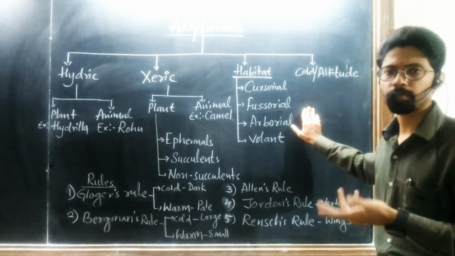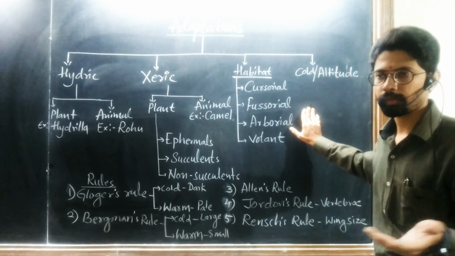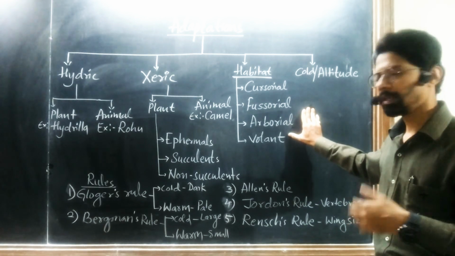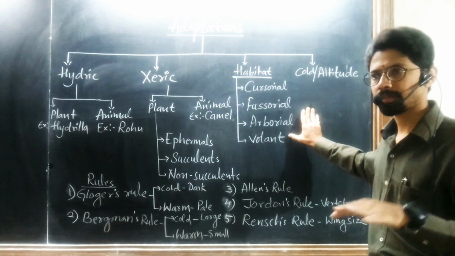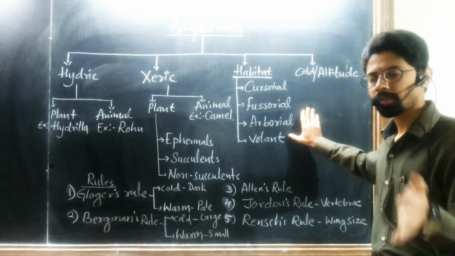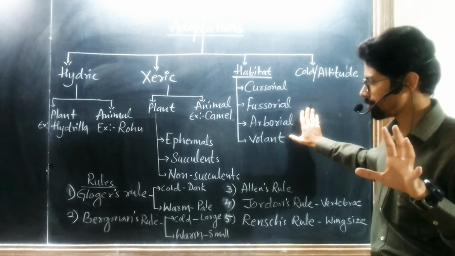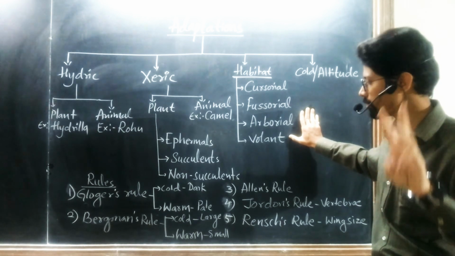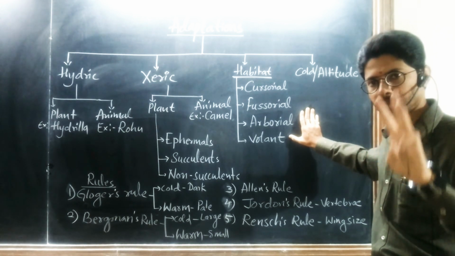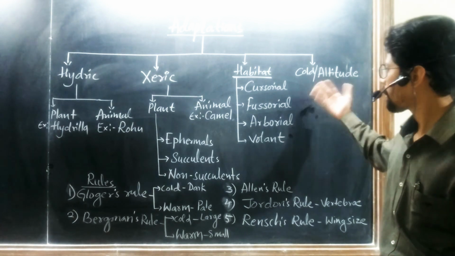Arboreal animals live on trees. You can take examples of most of the birds. They are arboreal in nature. Among mammals, especially primates, they are arboreal. Many primates, except human beings. Then volant adaptation is flight adaptation. Again, you can take birds, mammals, flying squirrels. These are examples for volant adaptation. So once again, cursorial is terrestrial adaptation, fossorial is burrowing adaptation, arboreal is adaptation to live on trees, volant is flight adaptation.